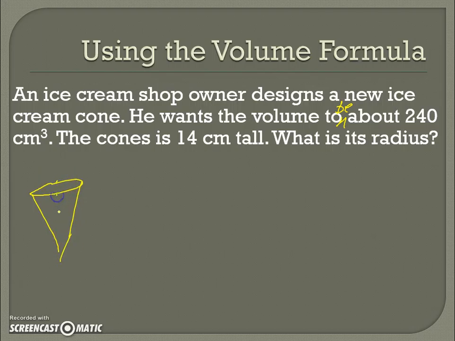Okay, so if I imagine my ice cream cone, it's going to look something like this. I know that the height here is 14 centimeters tall, and I know that I want the volume to be 240. So I'm going to fill this into my formula. So I got 240 for my volume. Remember, volume equals 1/3 times the base times the height. So let's go ahead and fill in some of this information. 240 equals 1/3. I don't know the base area yet, so for now we'll just write capital B times the height, which I do know is 14.